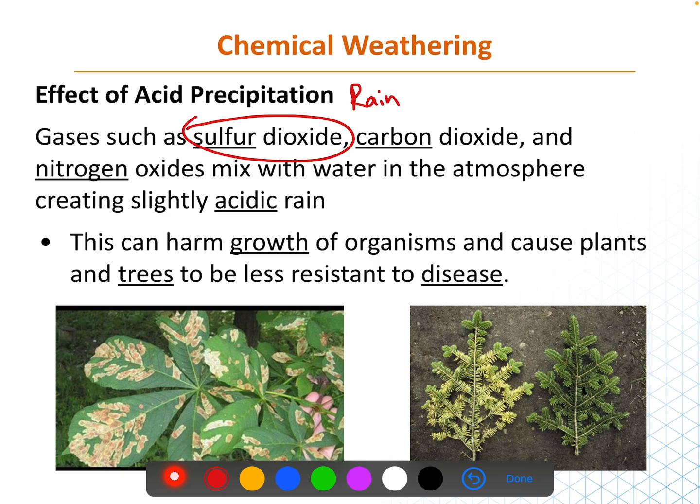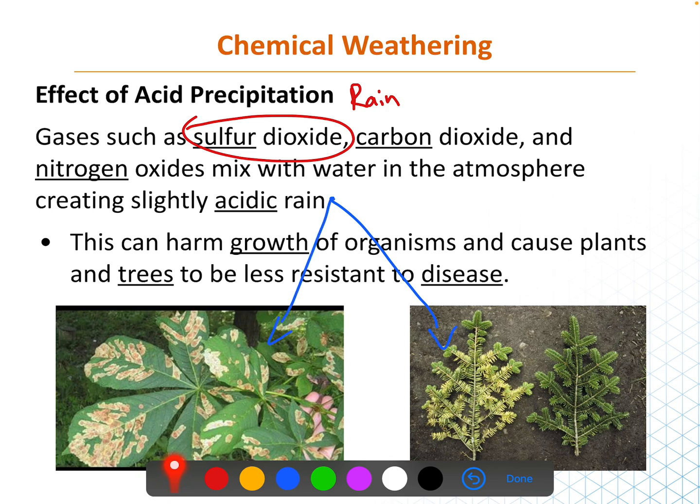Those can hang on to water in the atmosphere and mix in the clouds to create slightly acidic rain. We're not talking about stuff in sci-fi movies where you go out and all of a sudden your skin starts burning, but we're talking about very slightly acidic rain. And it actually has quite a similar effect to acidic water that we talked about in our last unit.